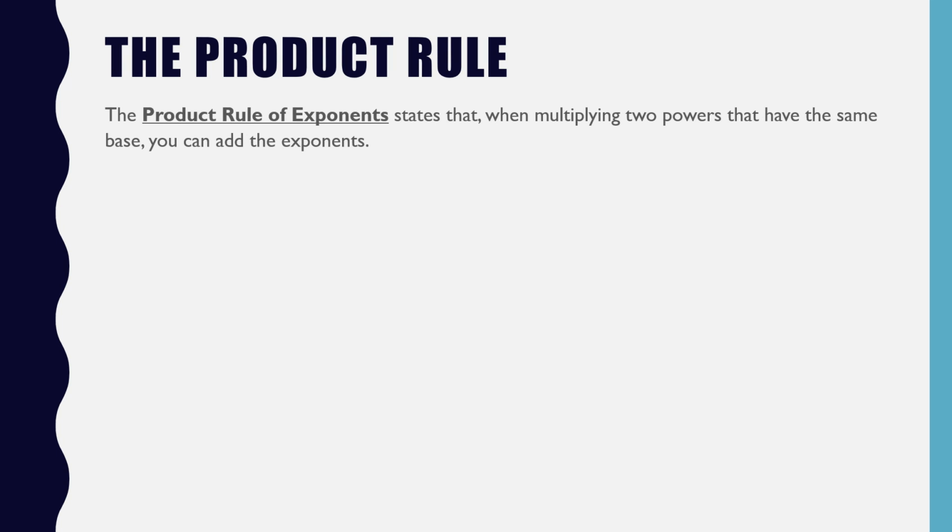Now the product rule states that when multiplying two powers that have the same base, you add the exponents. Now you would see the product rule using the multiplication sign because product is an answer to a multiplication problem. And all this is telling you to do is simply to add the exponents together. So you would have 2 plus 7 plus 3, and that equals 12. And that's it. That's all you do. Pretty easy, right?